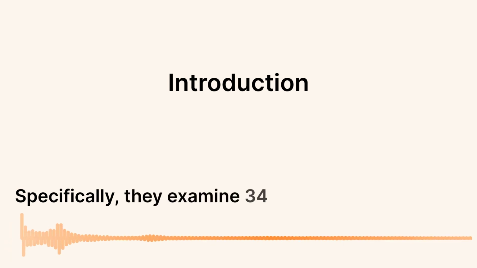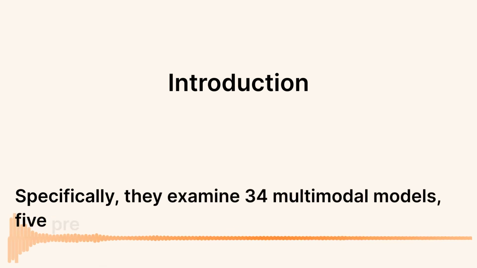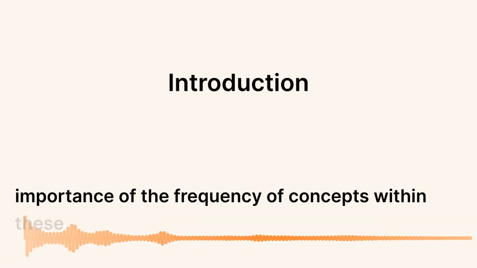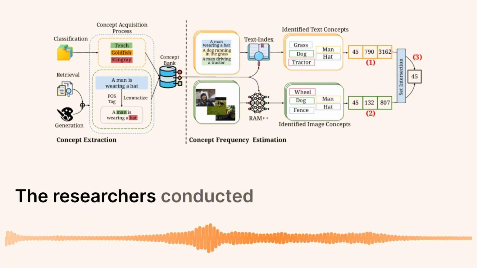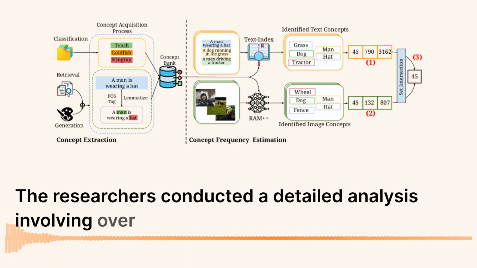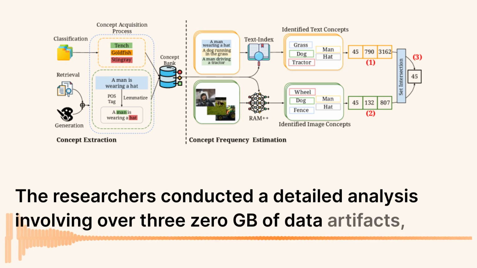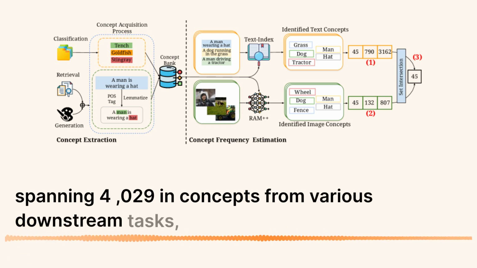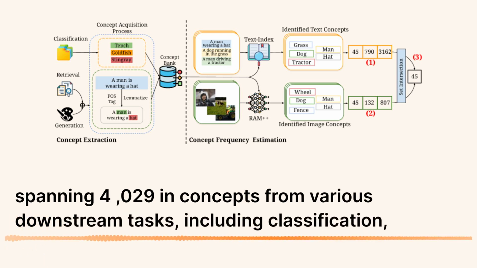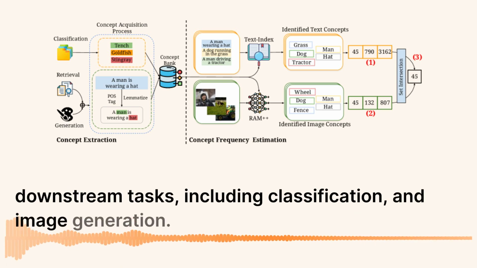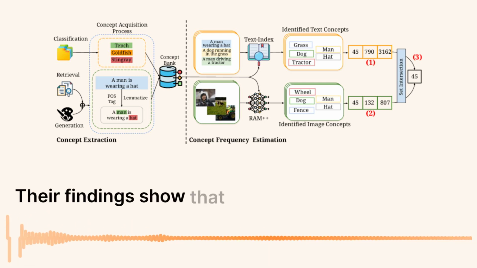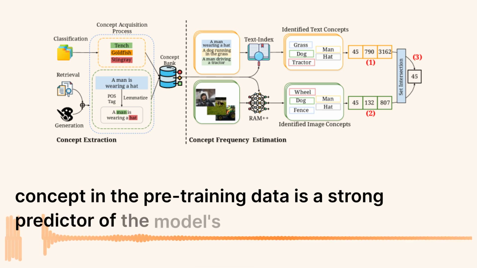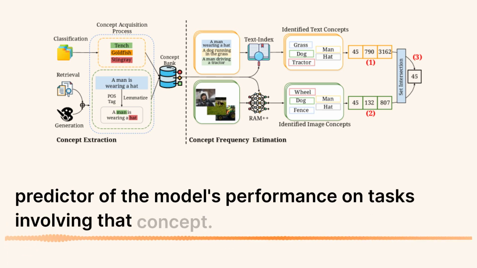Specifically, they examined 34 multimodal models, 5 pre-training datasets, and assessed the importance of the frequency of concepts within these datasets. The researchers conducted a detailed analysis involving over 30 GB of data artifacts, spanning 4,029 concepts from various downstream tasks, including classification, retrieval, and image generation. Their findings show that the frequency of a concept in the pre-training data is a strong predictor of the model's performance on tasks involving that concept.